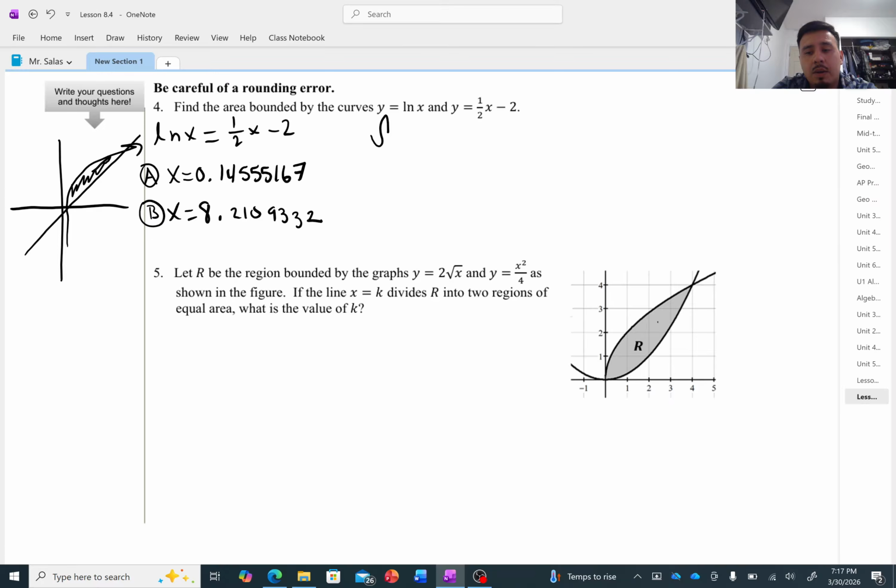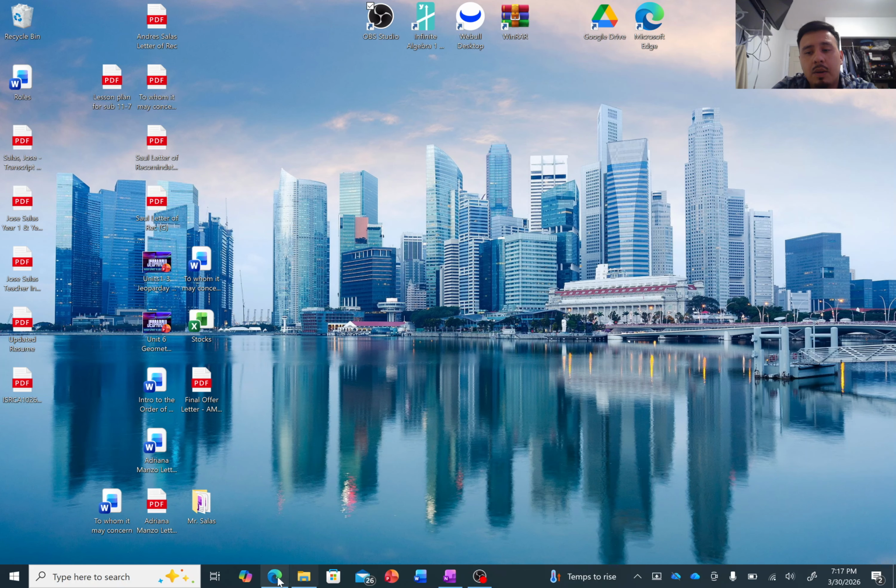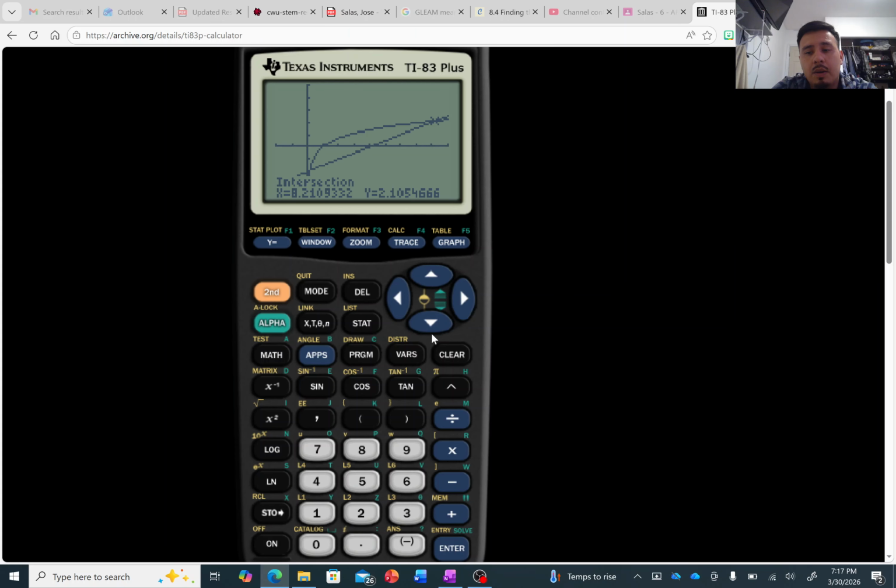So I go back to my calculator. I'm going to go ahead and save those values. So I'm going to hit second, quit. I don't need my graph anymore. Second, quit. I'm going to type in my first value. So 0.14414555167. Yeah. Some of you are probably shaking your heads like, this dude.